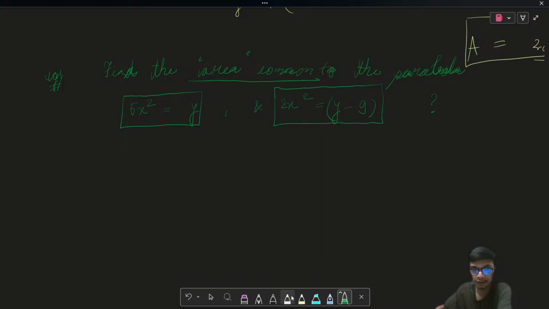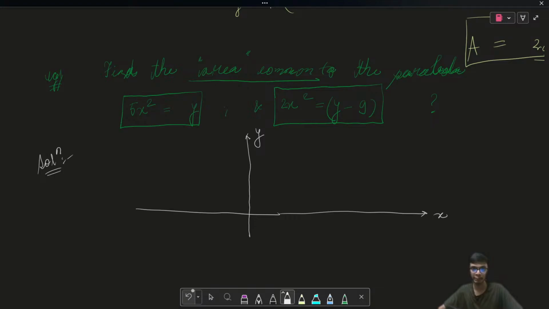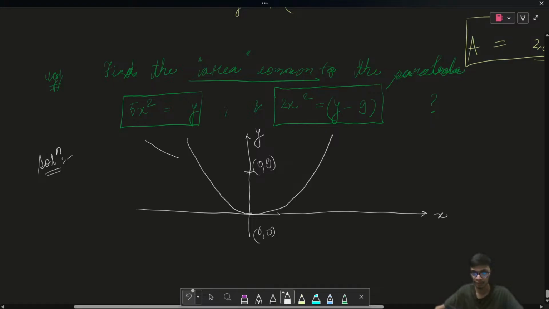So if you are new to this particular curve plotting, I am trying to help you out, showing you how the curves can be plotted. It's fairly simple. For the first curve, x square is equal to y upon 5, which is something like this. And the second curve, y is equal to x square plus 9, is going to start with the vertex at (0, 9). So this is going to be something like this.